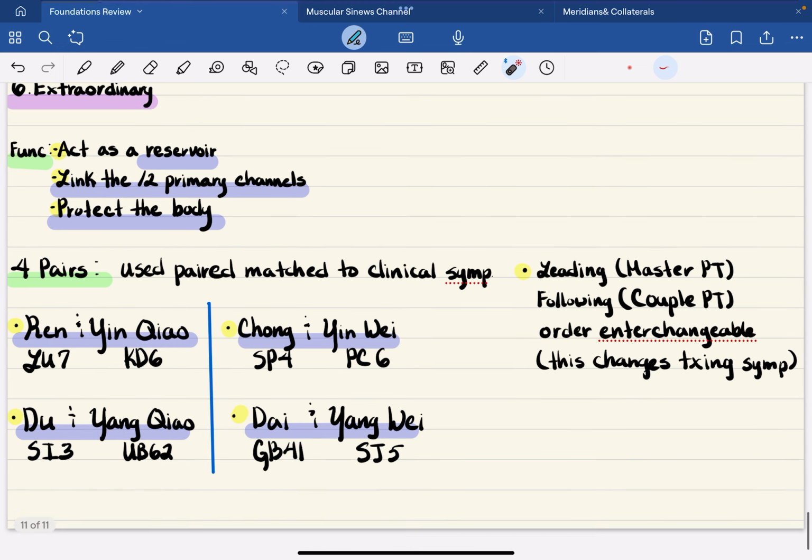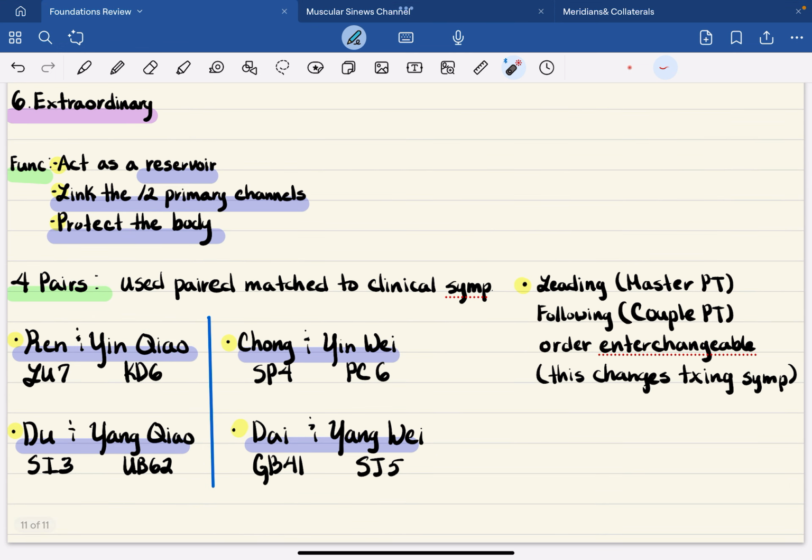We're going to go in there further, but now look, in order to activate the Ren, where do we needle? Lung 7. Yin Qiao, it needs to be where? Kidney 6. Du, it needs to be SI3. Yang Qiao is going to always be UB62. If we want to activate Chong, we have to needle spleen 4. Yin Wei is always going to be where? PC6. Dai is going to be GB41. Yang Wei is going to be Sanjiao 5. So that's how we recall.